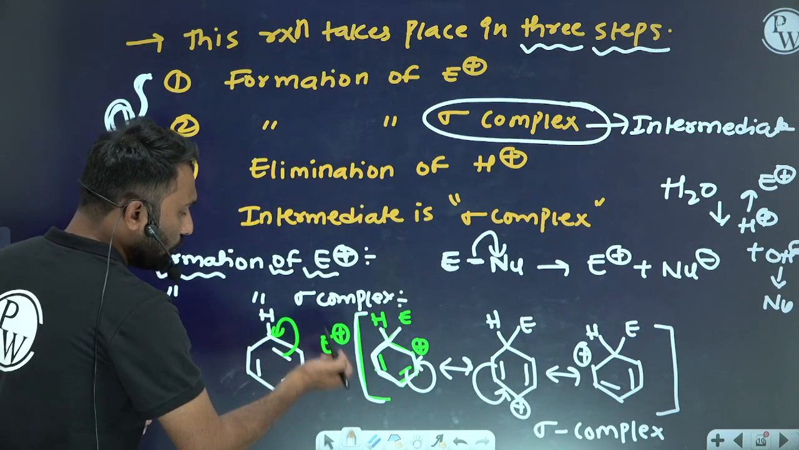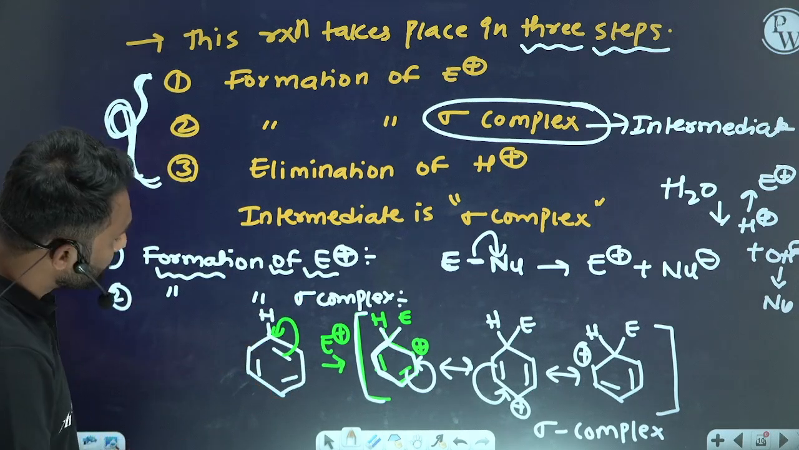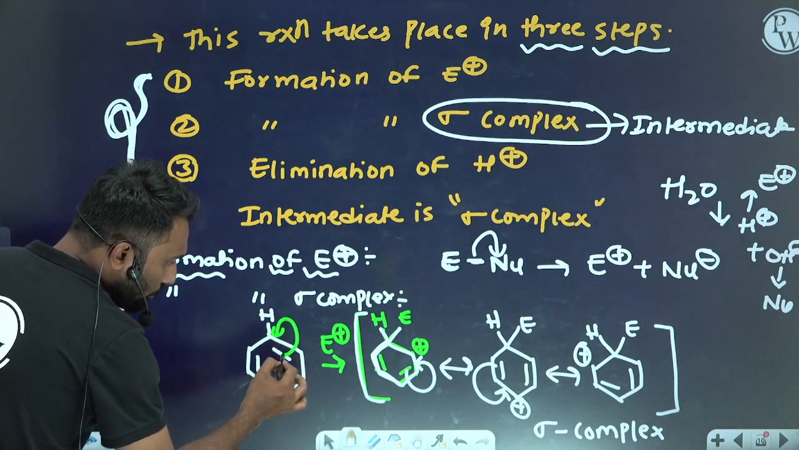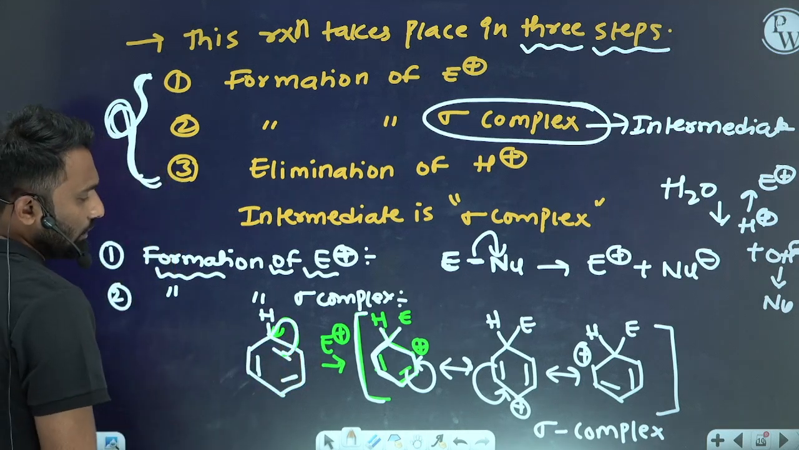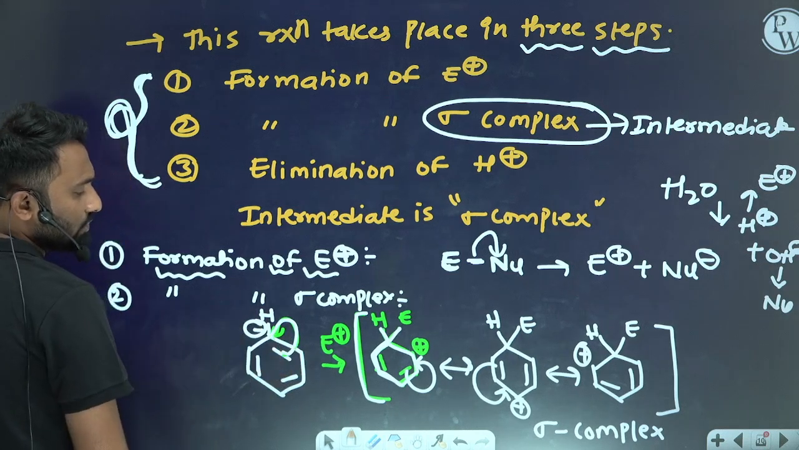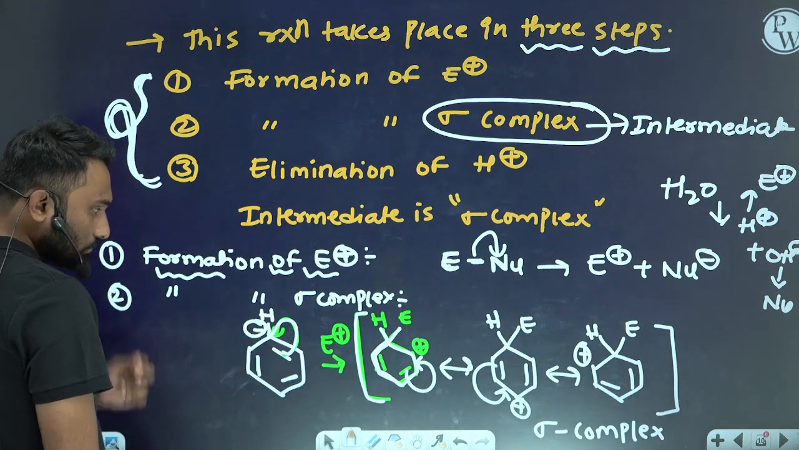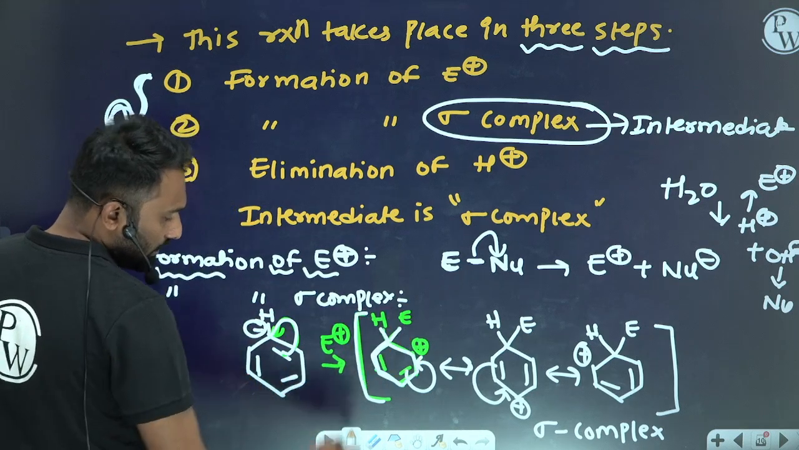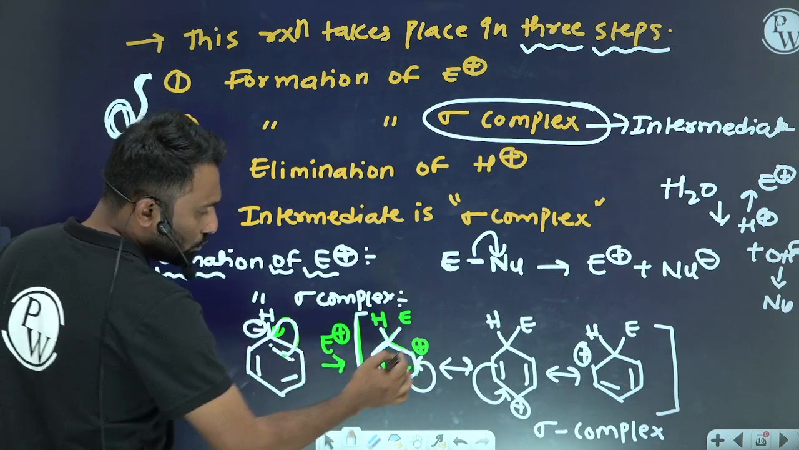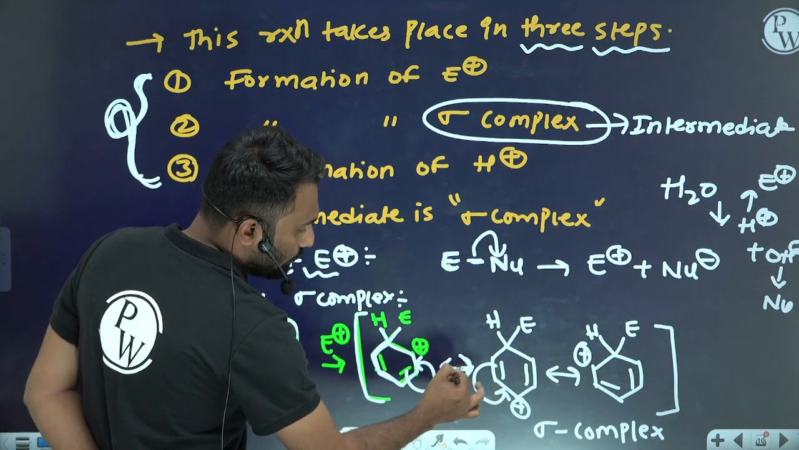Next, that electrophile should attack the benzene. Now how will it attack the benzene? Benzene has 3 pi bonds. One pi bond is delocalized to this carbon, so a negative charge comes on this carbon. Now the electrophile will attack this carbon. When the electrophile has attacked this carbon, this carbon has lost its electron, so it gets the positive charge. To stabilize this positive charge, this pi bond will be delocalized here. This is the delocalization symbol. Clear?